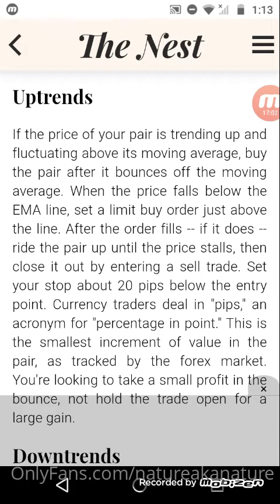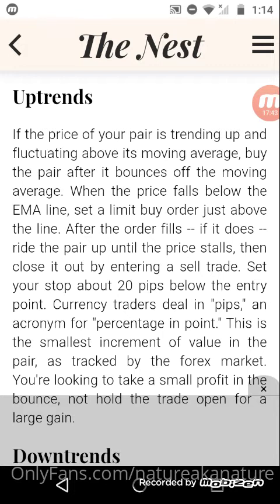You have to set a buy order where you think it's going to go, and once the order fills, ride the pair up until price stalls. Once price stalls and starts to go back up, your order will go in. And then you want to just ride that all the way up until you see price start to stall.